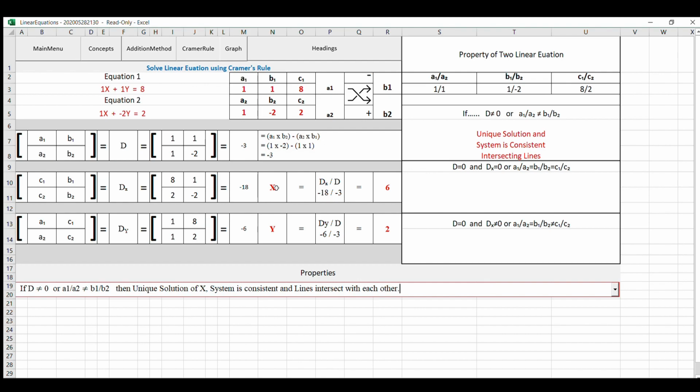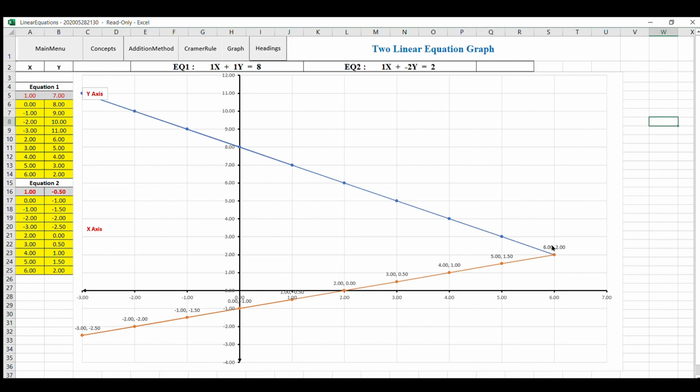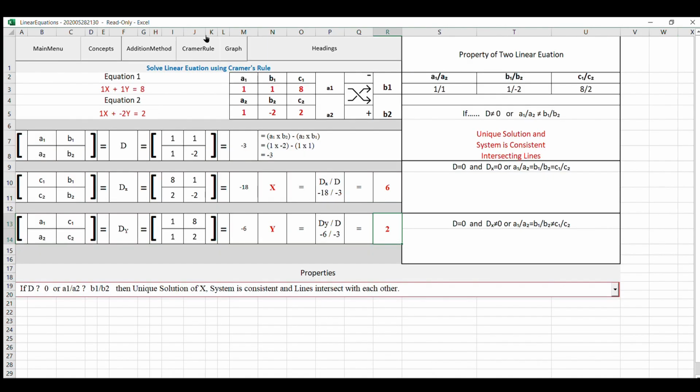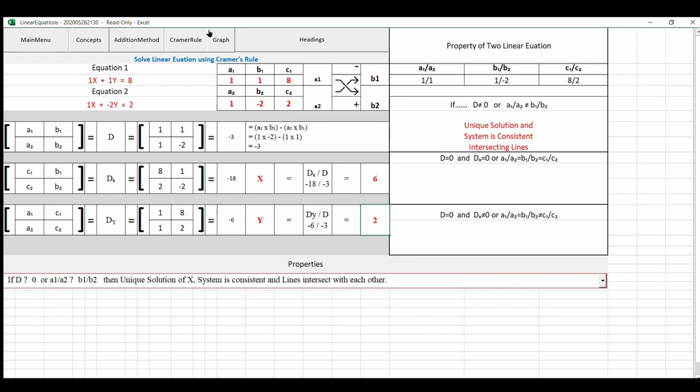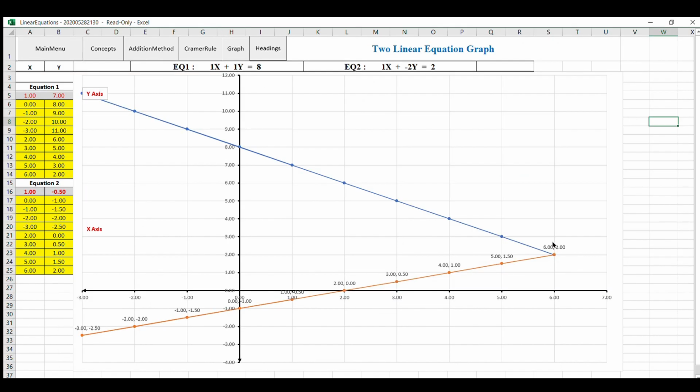And that is the reason you found a unique intersection point. X is equal to 6, y is equal to 2. That means these lines are intersecting. Let's take a look at the graph of this. There you go, lines are intersecting. What is our answer? 6 comma 2. In this case we have intersection point 6 comma 2. Do you see those coordinates? That is your answer. Got it?